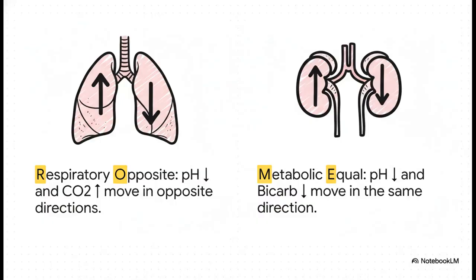Exactly. And that's the perfect setup for ROME. It's not just a memory trick, it's a diagnostic filter. So walk us through it. Let's say we have an acidosis. The pH is low. Right. So if the pH is low, you look at the CO2. If the CO2 is high, meaning it's moving in the opposite direction of the pH, that's respiratory opposite. It's a respiratory acidosis, plain and simple. But if that same low pH is paired with a low bicarb, now they're moving on the same side, in the equal direction. That's metabolic equal. You've got a metabolic acidosis. It's a really fast way to sort it out.